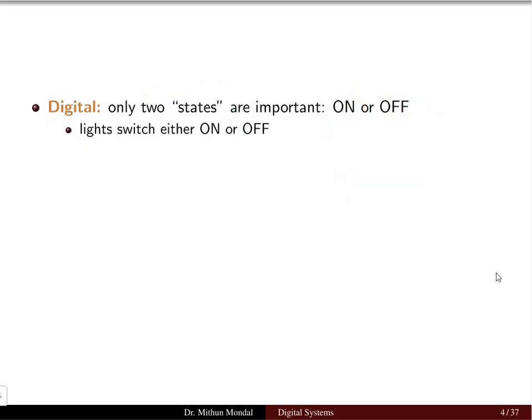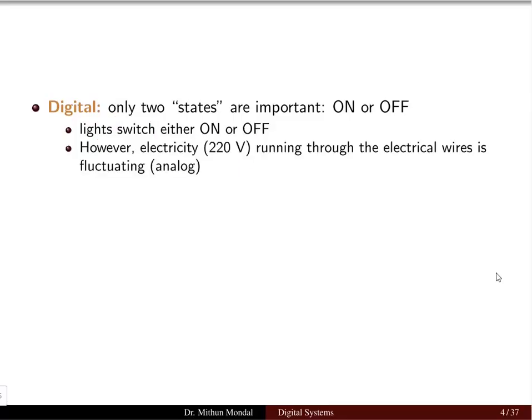Now let us think of an example of switching the light on or off. Either the light will be on or the light will be off. It means either it will be 1 or it will be 0. Or if you talk about electricity that is driven at a constant voltage, that is 220 volt, and the charges are being transferred through the electric wire that is fluctuating, it can be an analog signal.